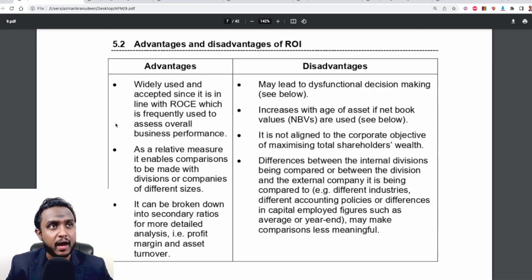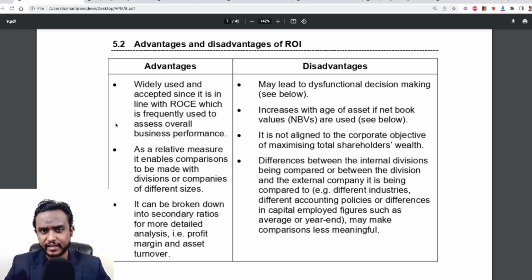However, there are certain disadvantages with ROI. Dysfunctional decision making can be promoted, because ROI can drive people to decide what's best for them at the expense of what is best for the company. ROI can also increase with the age of assets if net book values are used for your capital employed figure, especially with non-current assets, because your net book value is going to go down as time passes.